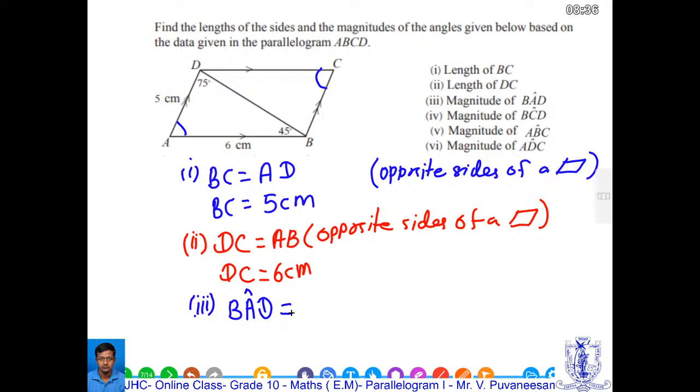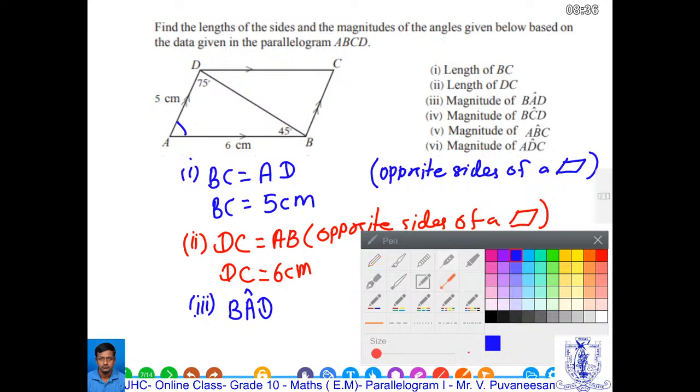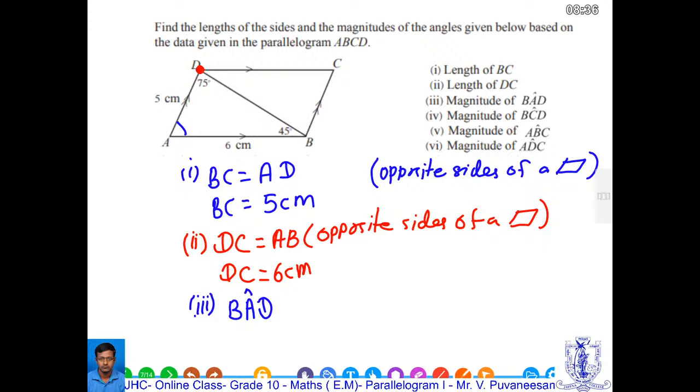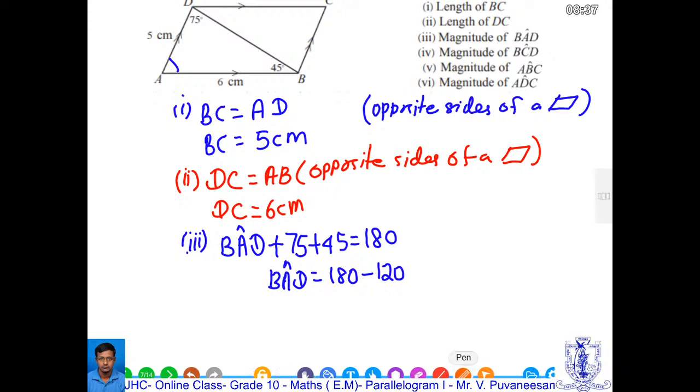Here we don't know the angle DCB, so we use the knowledge that the sum of interior angles of a triangle equals 180. In triangle ADB we use this: angle BAD plus 75 plus 45 equals 180. From this, BAD equals 180 minus 120, which is 60 degrees.